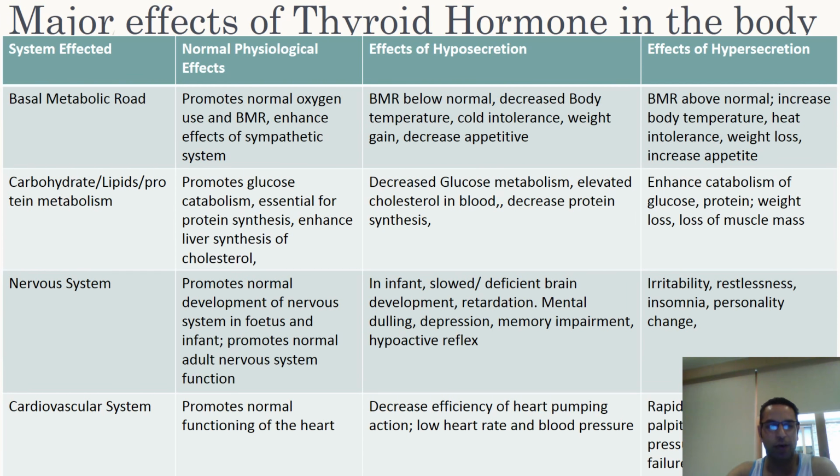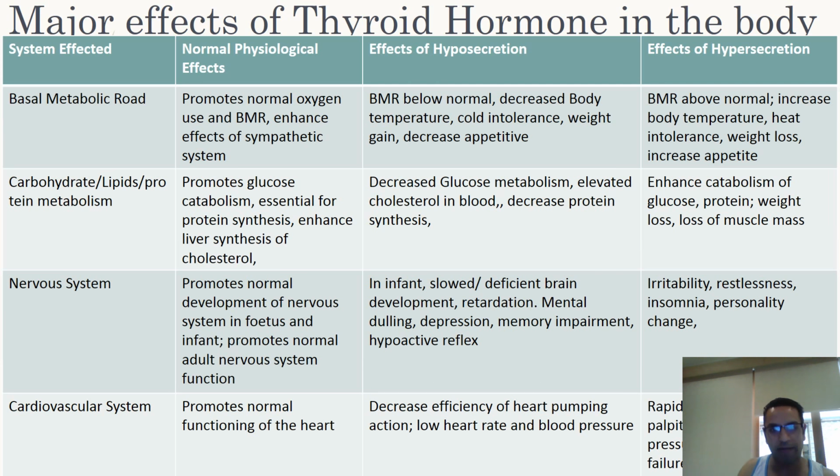So let's have a look at the major effects of the thyroid hormone in the body. First of all, people who sometimes don't lose weight, that could be because your thyroid function is a little bit low. So the thyroid can go into hyposecretion, and it can also go into hypersecretion. First of all, we will start with the basal metabolic rate. Sorry, I got it wrong over there. So what are the normal physiological effects? It promotes normal oxygen use and BMR and enhances the effects of the sympathetic system.